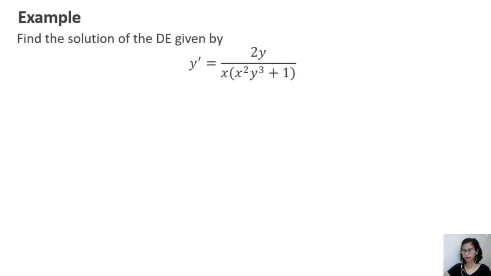So let's have the first example. Find the solution of the differential equation given by y prime is equal to 2y all over x times the quantity x squared y cubed plus 1. So really, assuming that we do not know the type of this differential equation, the first step is to check for separability, because that is the simplest one. But we know that it is not, so let's just skip that.